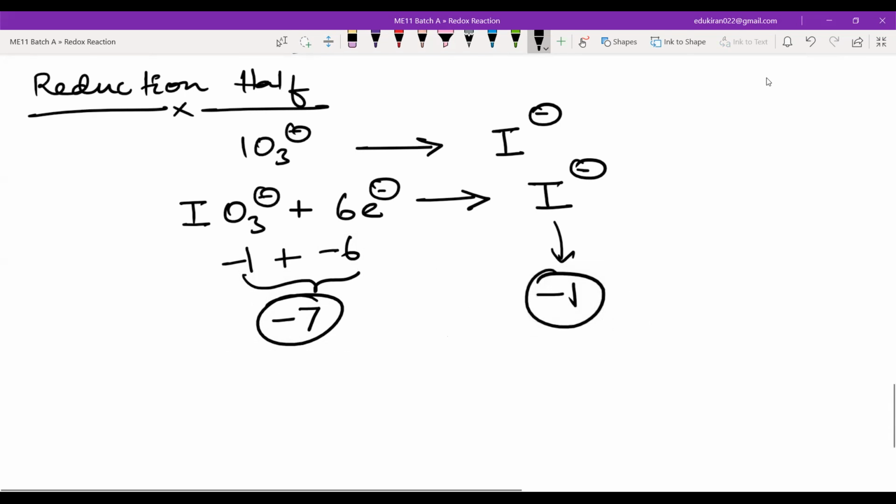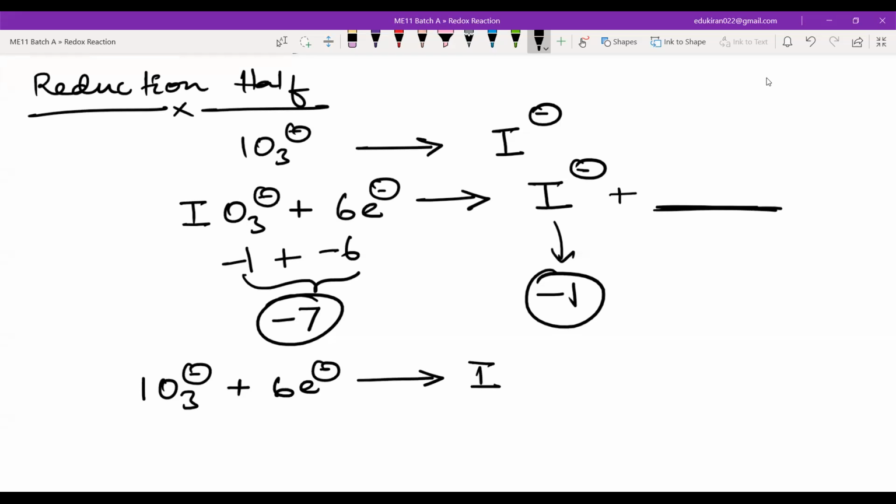Okay. Now, what is the next thing? We have balanced the charges. Now, what do we need to do? We need to balance the oxygen and the hydrogens. So obviously, if I have added some oxygen and hydrogen here, that is OHs. That means I have to add something here to balance it. I have to add some water molecules. So tell me, how many water molecules do I need to add? How many oxygens are here on the reactant side?